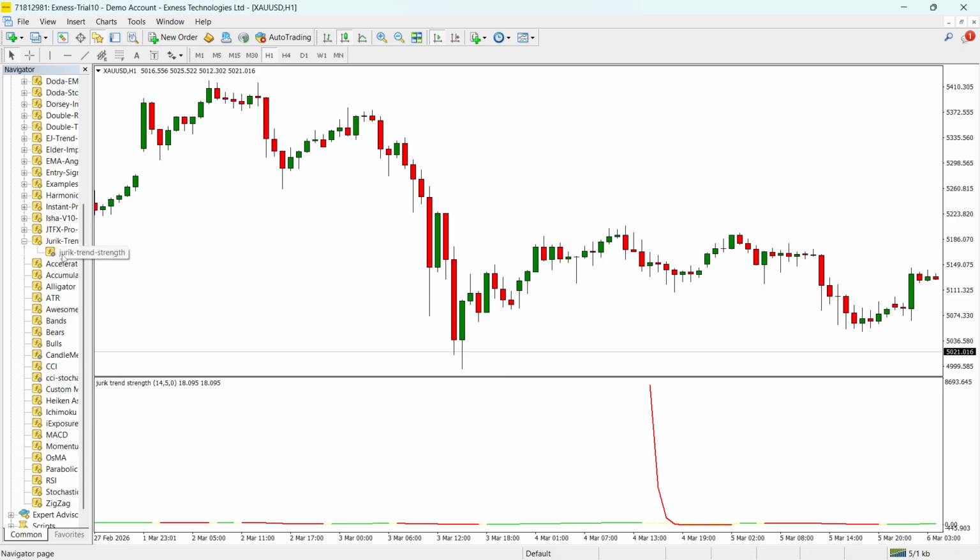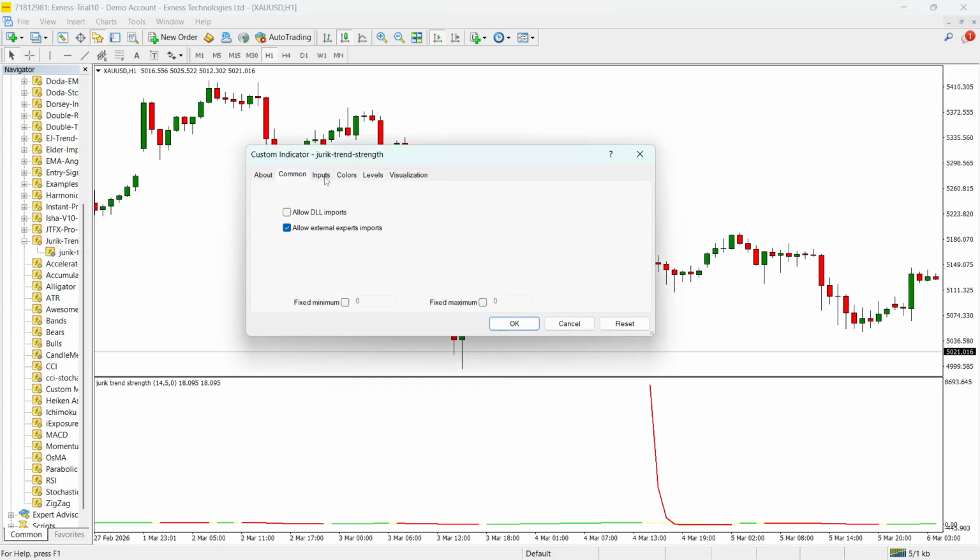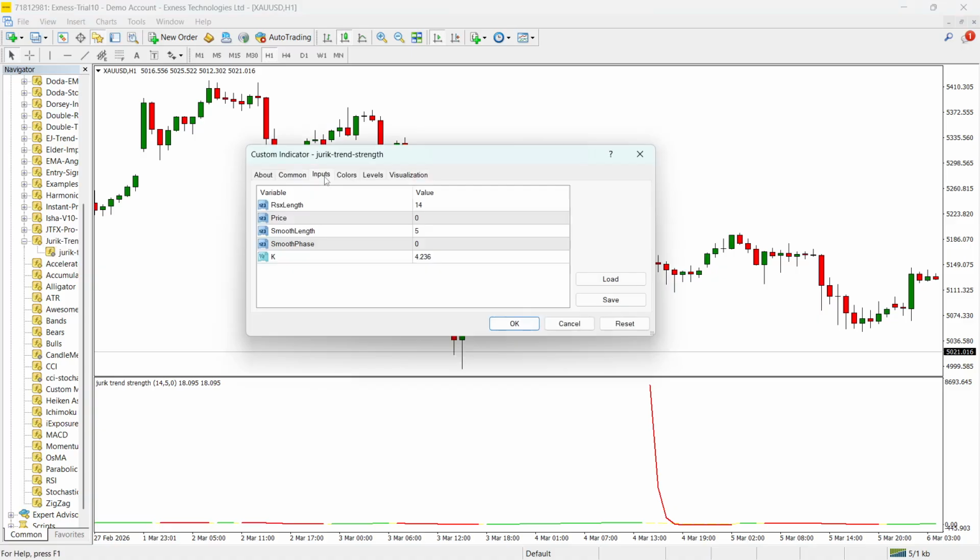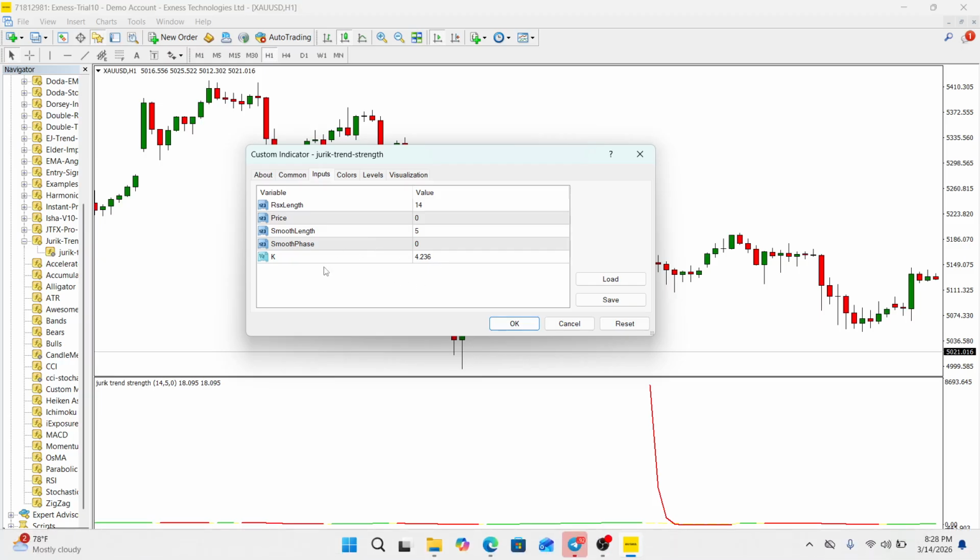As for the indicator settings, let's take a look. The settings generally include the Jurik smoothing length, phase parameter, and power factor, which together control the smoothness and responsiveness of the outputs. You may also find options for threshold levels that define strong versus weak trend zones, along with color and display preferences.